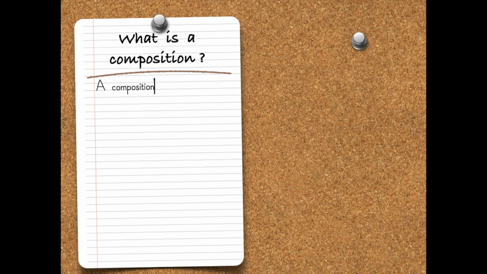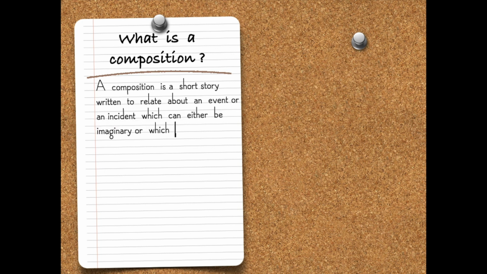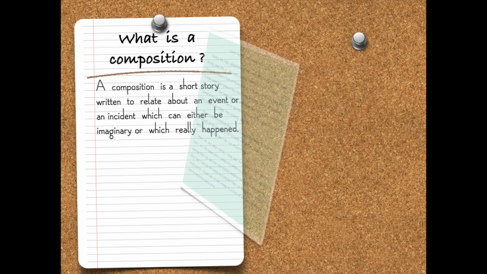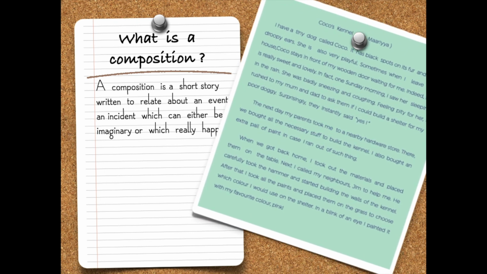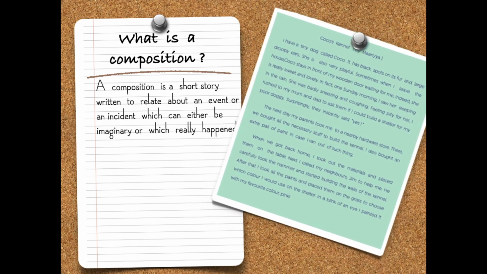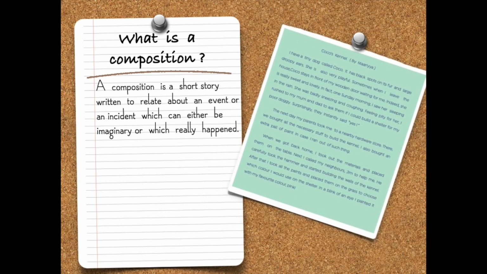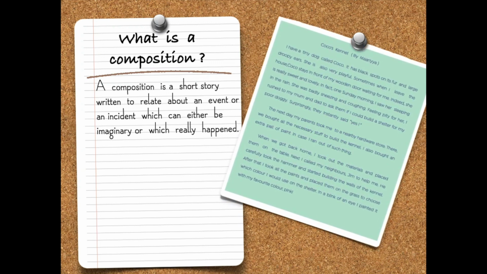A composition is a short story written to relate about an event or an incident which can either be imaginary or which really happened. On the right-hand side, we will now examine a model composition written by Maria, which was about building a kennel for her puppy. In this case, it was based on an imaginary situation.